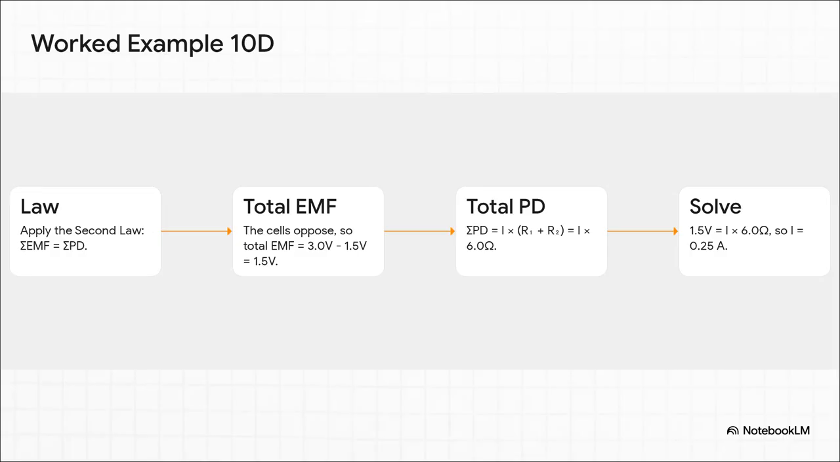So how do we use this? Check out this circuit. We've got two batteries, but hang on. Look closely at how they're connected. They're actually fighting each other. The 3-volt cell is pushing one way, and the 1.5-volt cell is pushing back. So what's the net result? A total push of only 1.5 volts. And that energy has to be spent on the resistors, which total 6 ohms. We set them equal. 1.5 volts equals the current, I, times 6 ohms. A little algebra, and we solve for I: 0.25 amps.